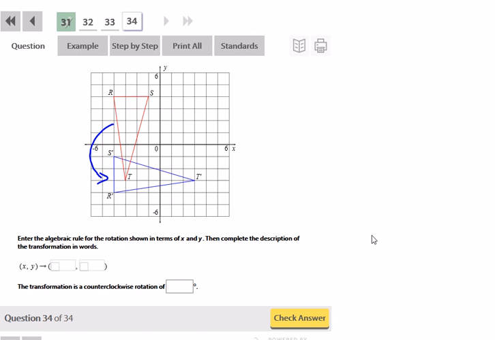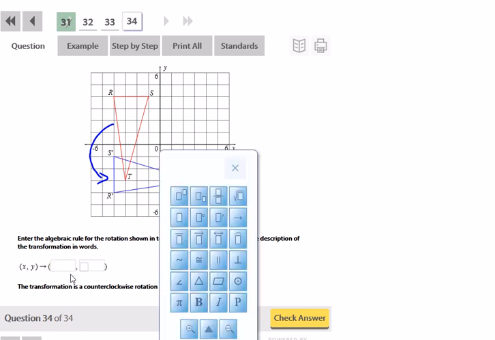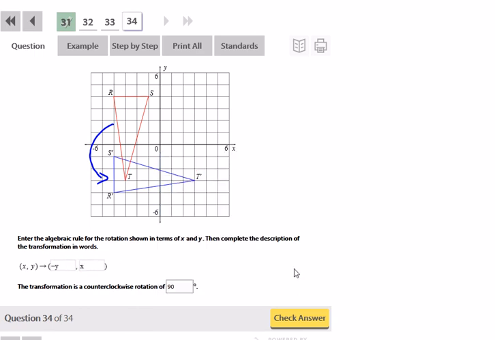It's a counterclockwise rotation. So we know it's going to be 90 degrees counterclockwise. And on 90 degrees counterclockwise rotations, the X and the Y switch. But in addition to that, the Y, which is now here in the X position, also changes signs. So it's going to be negative Y and then comma X. On the notes, you can see what all the different rotations are.